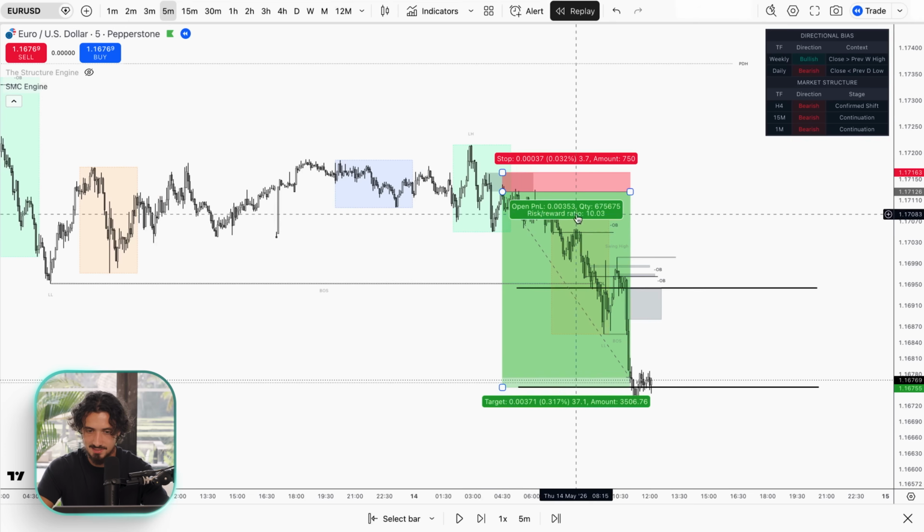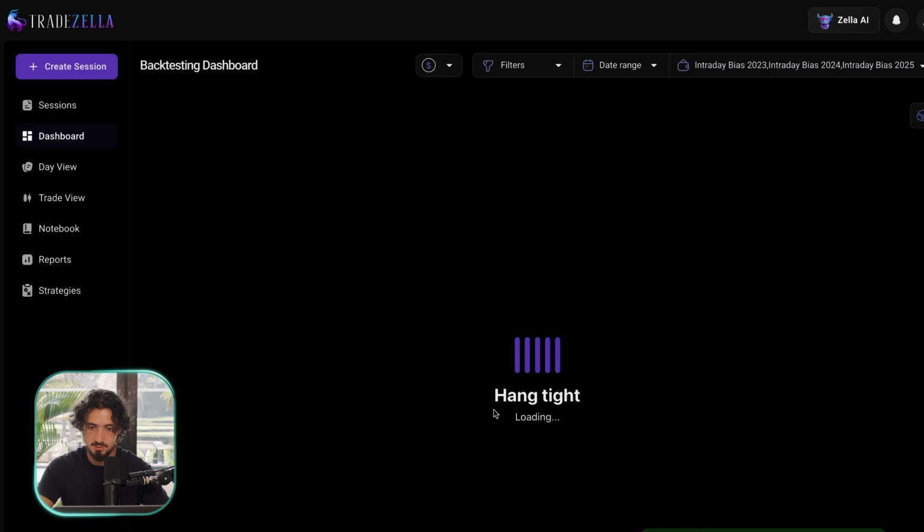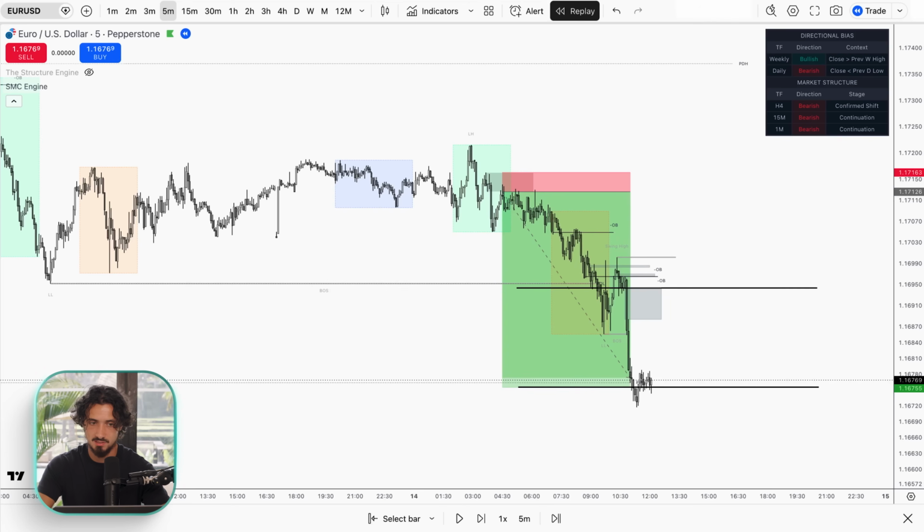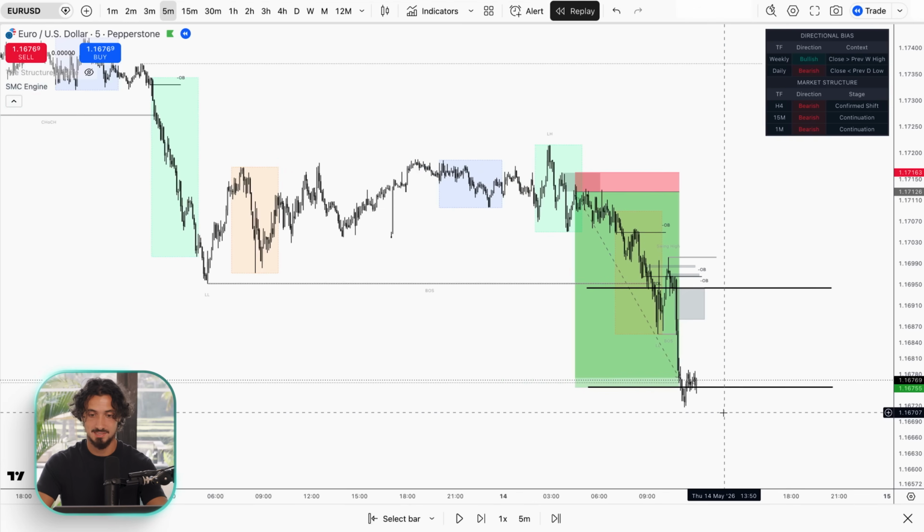And yes, this is a trade that follows the exact rules of this trading strategy. This is not a cherry-picked scenario. This is an actual execution. This is an actual trading strategy.